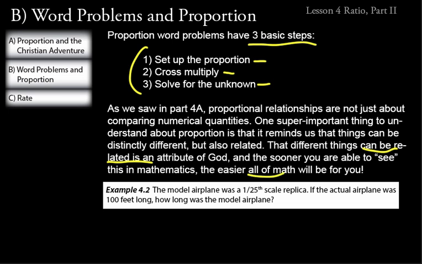So look at this example, 4.2. Let's read it first. The model airplane was a 1/25th scale replica. If the actual airplane was 100 feet long, how long was the model airplane?